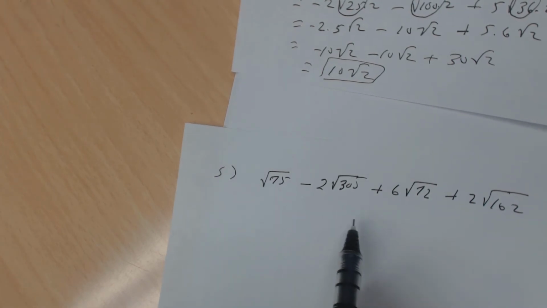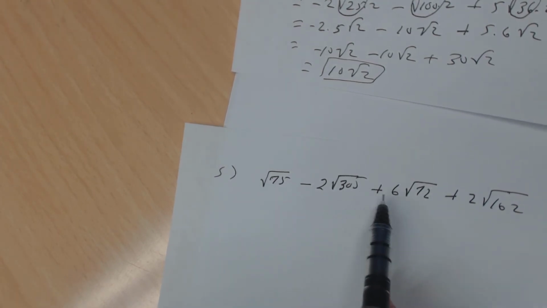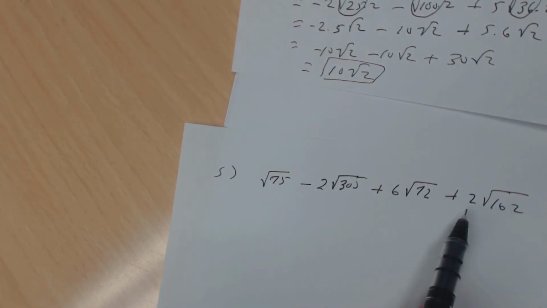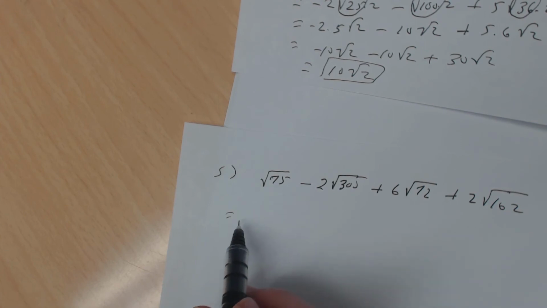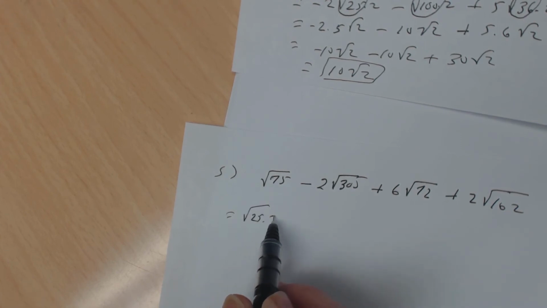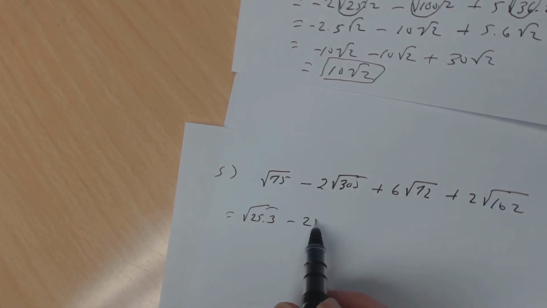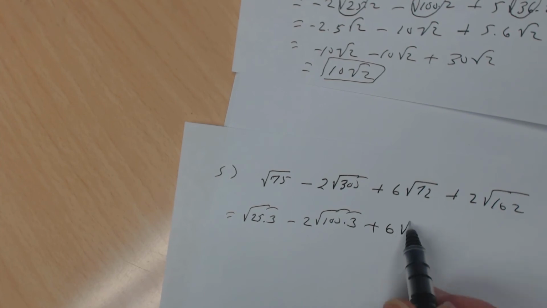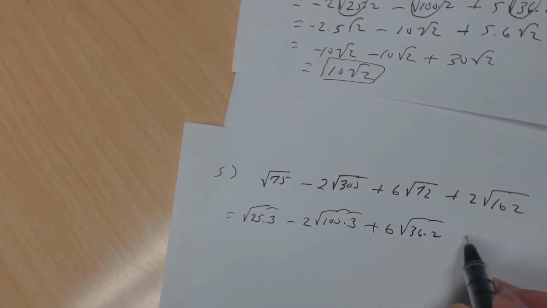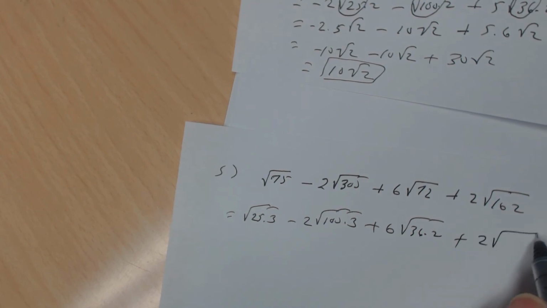All right, so square root of 75 minus 2 square root of 300 plus 6 square root of 72 plus 2 square root of 162. Square root of 75, I know that 25 goes into 75, so I can write this as 25 times 3. Minus 2 square root of, I know that 100 goes into 300, so it'll be 100 times 3. Plus 6, and then 36 goes into 72, so it'll be 36 times 2. Plus 2 times the square root.